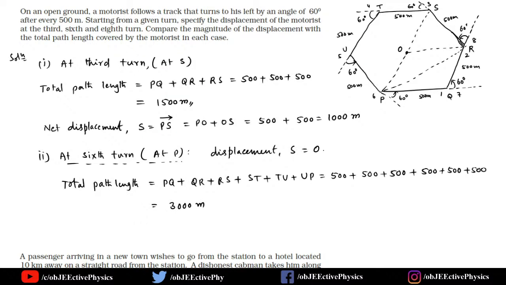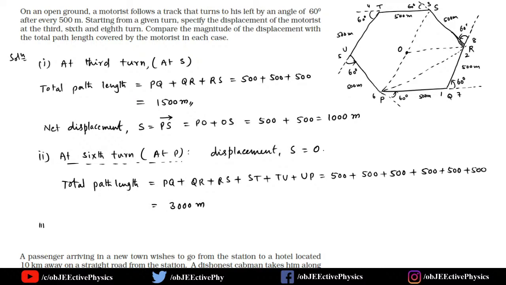So distance or path length up to 6th turn is 3000 meters. Displacement at 6th turn is 0, because by the 6th turn, after 6 turns, he came back to the original position.